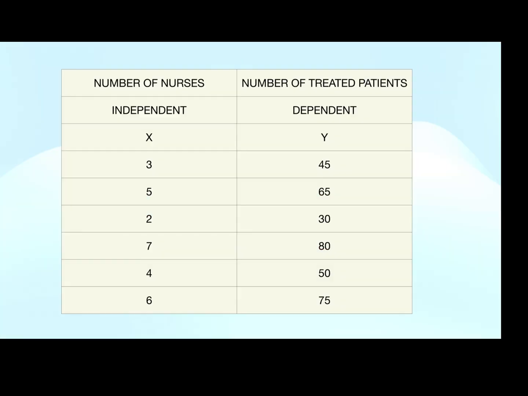Next, we will put them into a table so that this will be transferred to your Excel. The first column will represent the X, the independent variable, the number of nurses. The other column will be labeled as Y, which will be your dependent variable, represented by the number of treated patients.